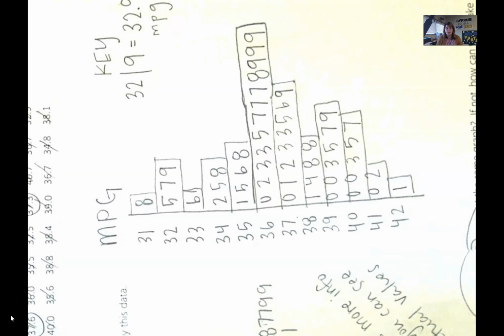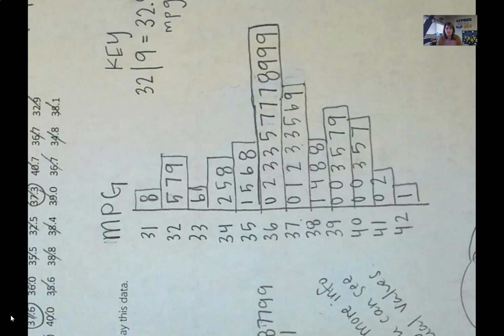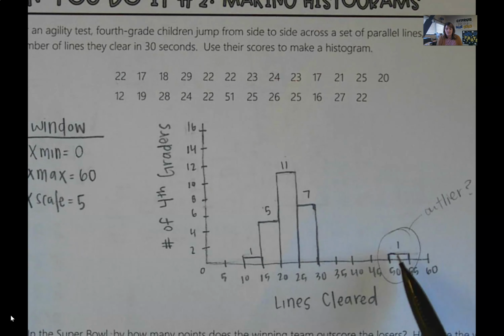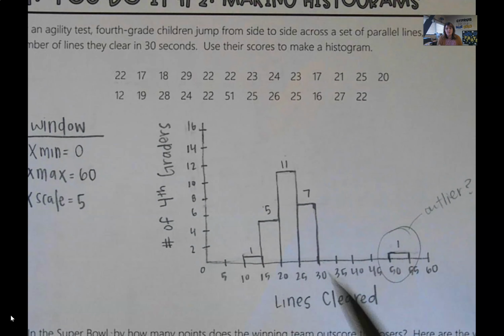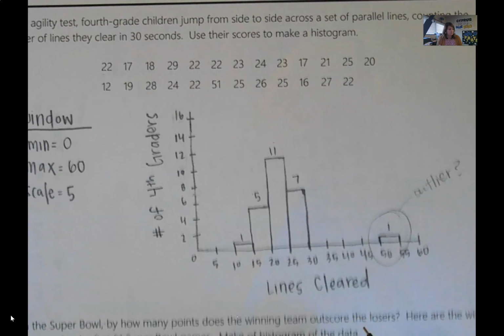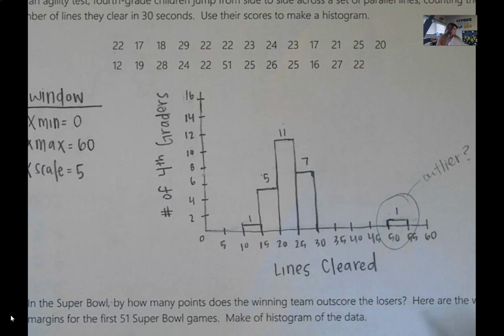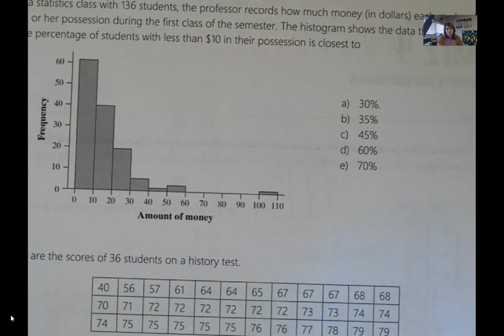I think that that's probably good. This one is a really good example of a roughly symmetric distribution. This guy, even though you have your outlier here, I would say he's roughly symmetric. This guy, definite right skew.